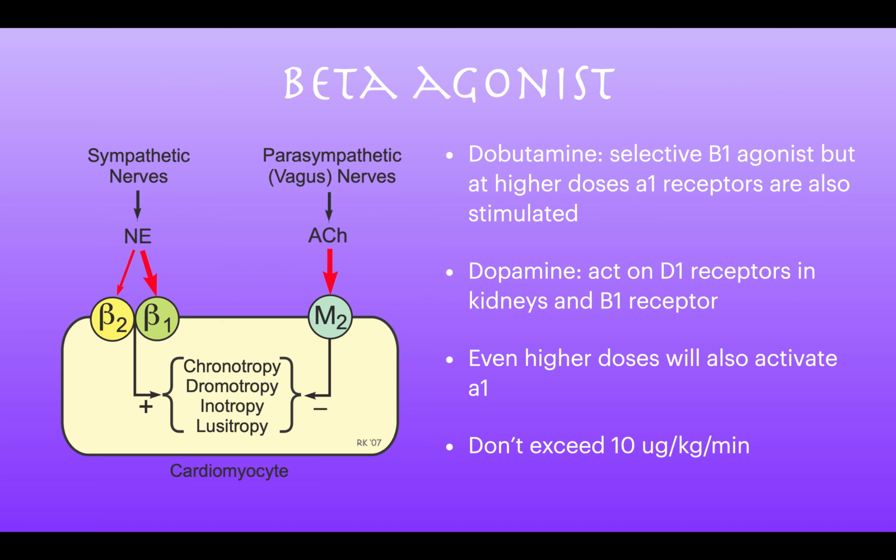Beta agonist, you will use dopamine, which is a selective beta-1 agonist, but at higher doses, it's also an alpha-1 receptor stimulator. And dopamine will work on the D1 receptors and the B1 receptors, and at even higher doses, it will also activate A1. So you can't exceed 10 micrograms per kilogram per minute in an infusion. So dopamine is pretty dangerous.